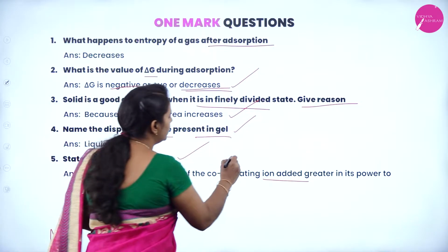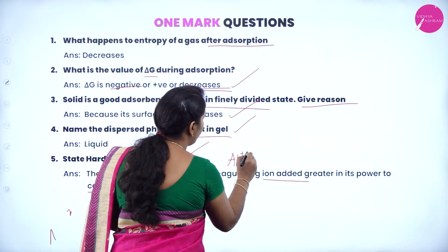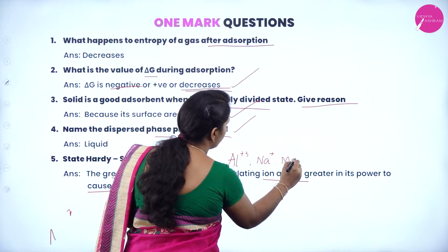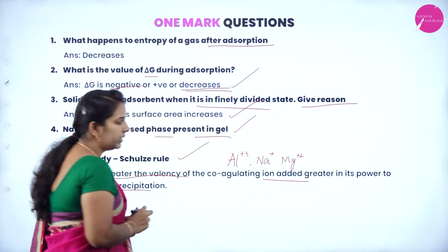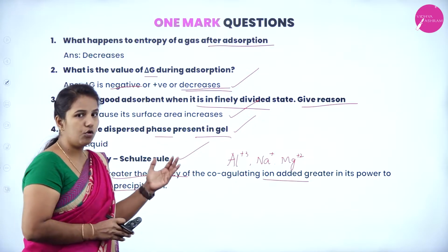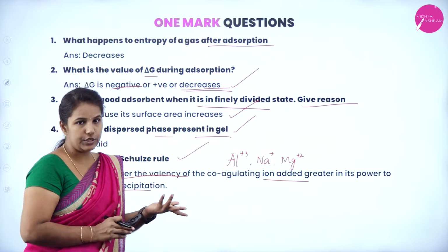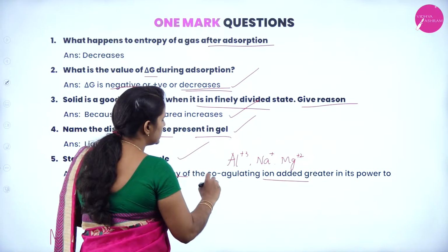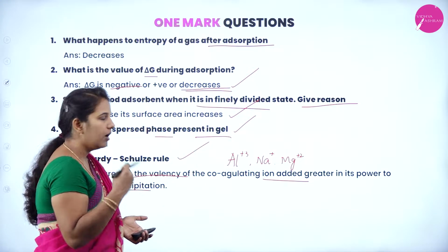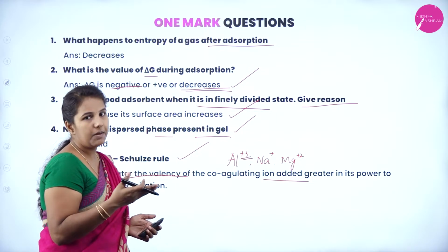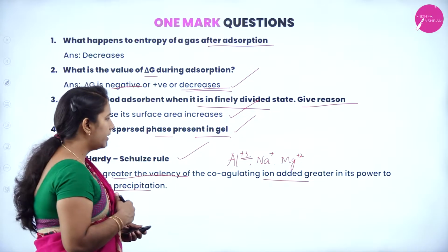If you consider aluminium plus 3, sodium plus or magnesium plus 2, the coagulating power of aluminium is more compared to sodium and magnesium. That is mainly because the Hardy-Schulze rule states that the greater the valency, the greater will be the coagulating power of the ion. Greater the power, greater will be the coagulation.